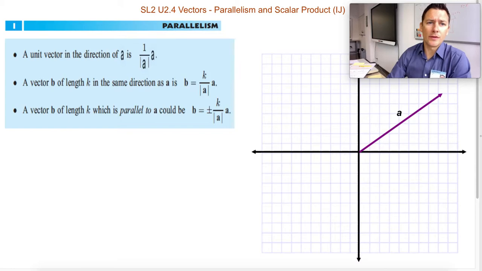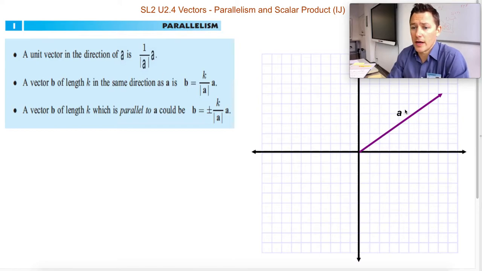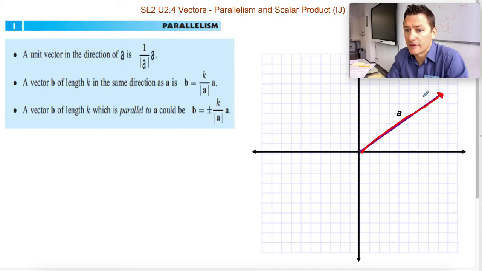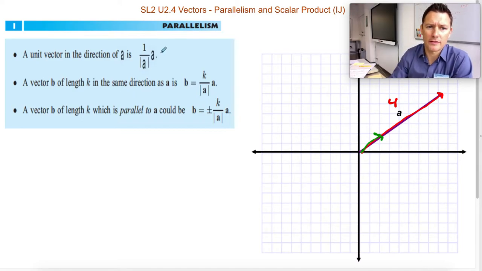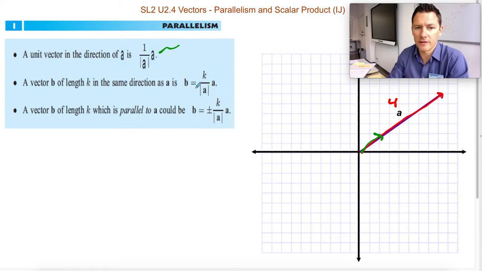So they say that a unit vector is 1 over the modulus of a times that vector a. So if we have this and it's length 4, right, a unit vector would be 1/4 of that size, right? So that's this piece, and I'll give you some examples. If this is a little blurry to you right now, it's okay.